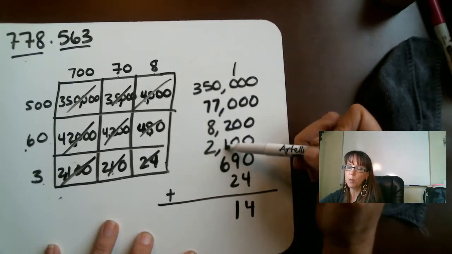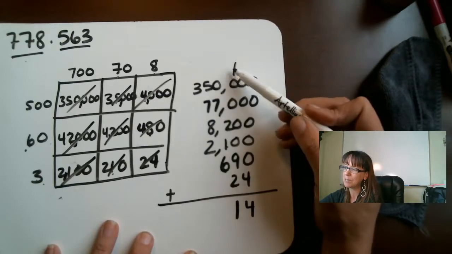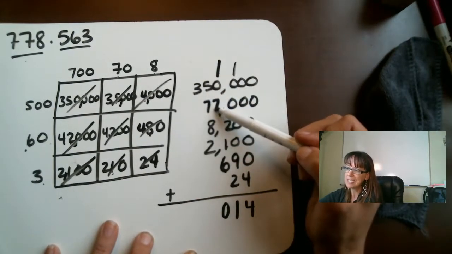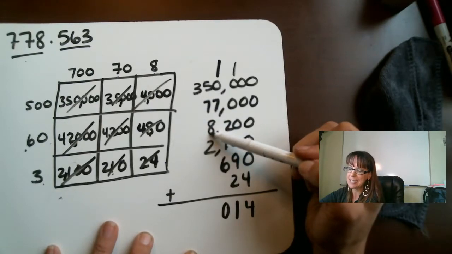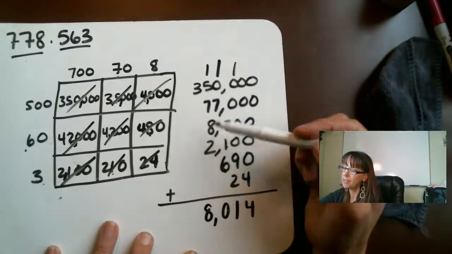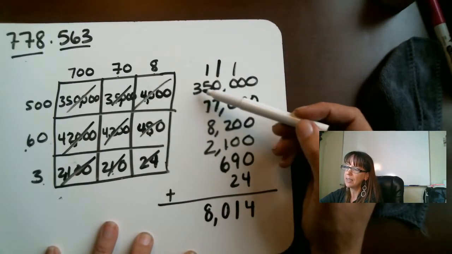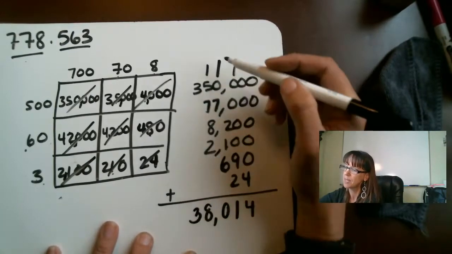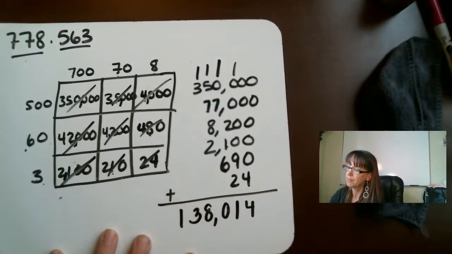2 plus 1 more is 3, plus 6 is 9, plus 1 more is 10. 1 plus 7 is 8. 8 and 8 is 16. 17, 18. Carry the 1. And then we have 7 and 7 is 14. So 13. 7 plus 5 plus 1 gives us 13. Carry the 1. All right.